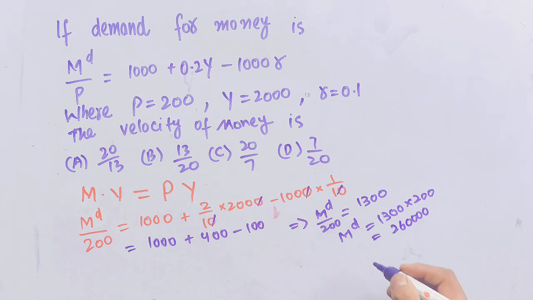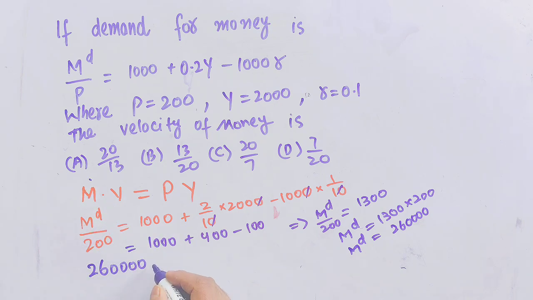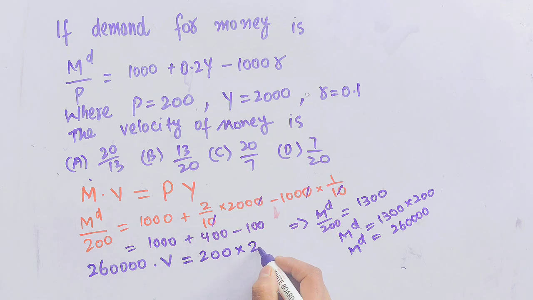Okay, so this is our money demand, and we know that money demand should be equal to money supply at equilibrium. So in place of M we have this value, times the velocity that is supposed to be found out, equal to the price level, which is given to us as 200, times the income or GDP, which is 2000.